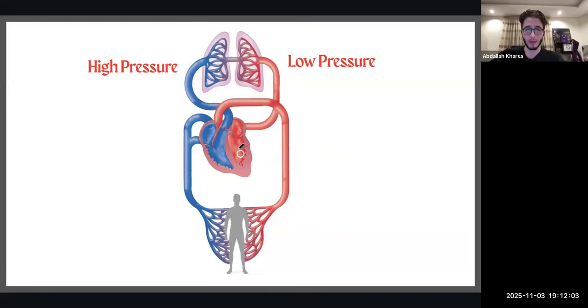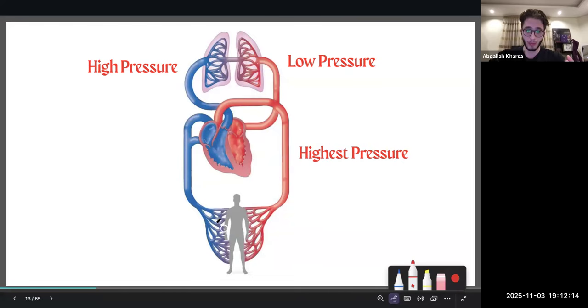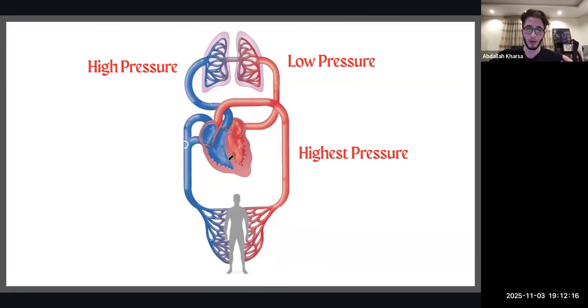After it returns to the heart and gets pumped out from the left ventricle through the aorta, it's going to have the highest pressure it's ever going to have. It gets pumped out the strongest. And when it's returning from the capillaries back to the heart, back to the right atrium through the vena cava, it's going to have the lowest pressure. This, I just want you to remember.